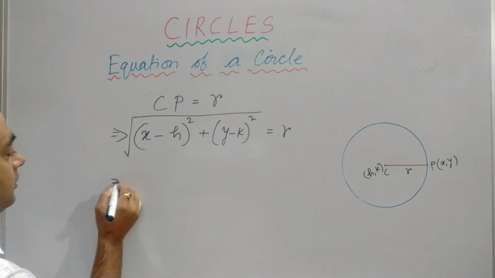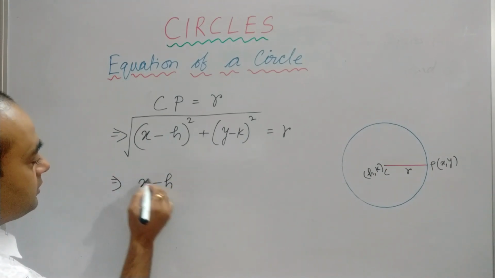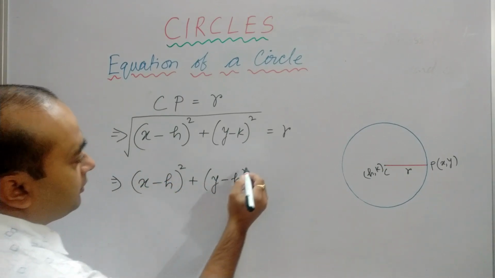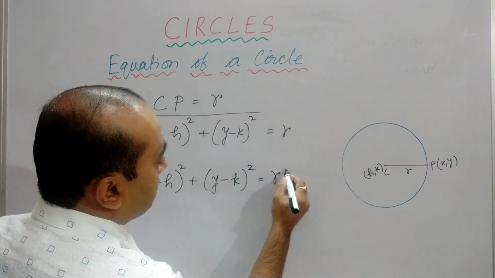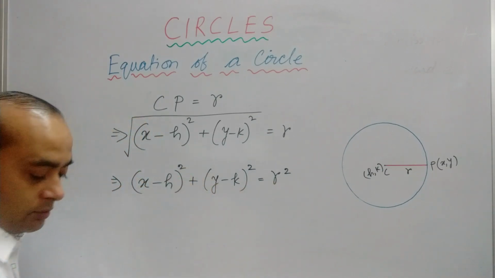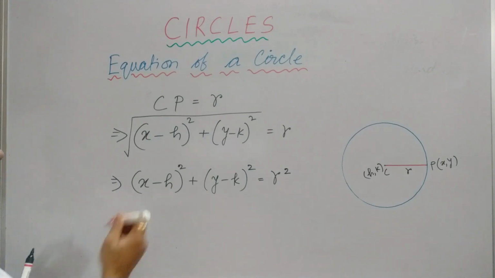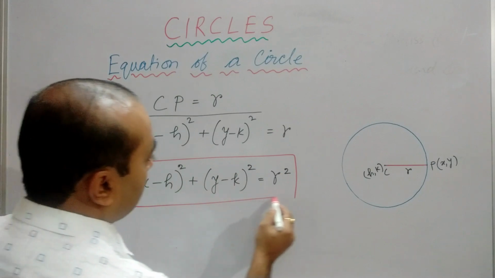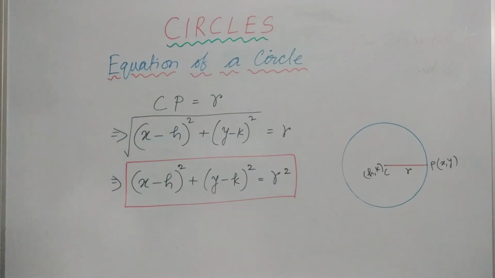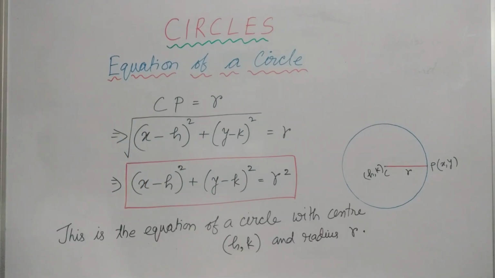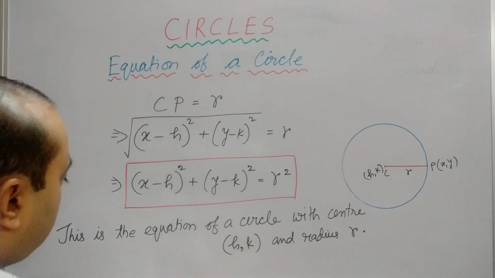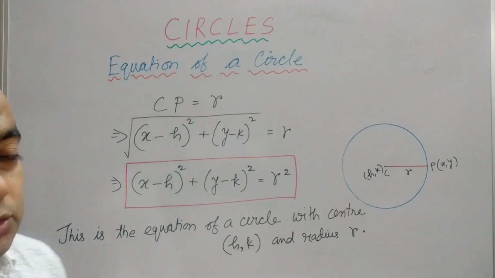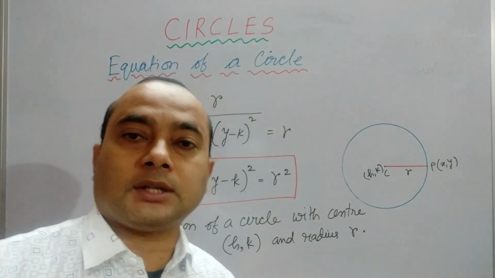Squaring both sides, we can write down (x minus h) whole square plus (y minus k) whole square is equal to r square. So this is the equation of a circle whose center is (h, k) and whose radius is small r. So as a conclusion I have written, this is the equation of a circle with center (h, k) and radius r. So with the help of this information we can start exercise 11.1.